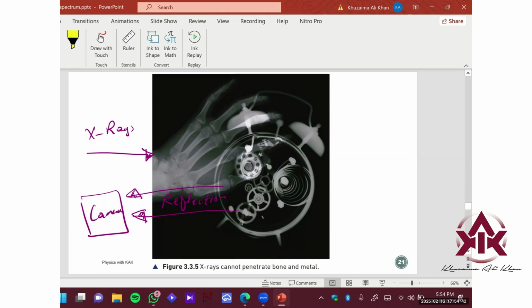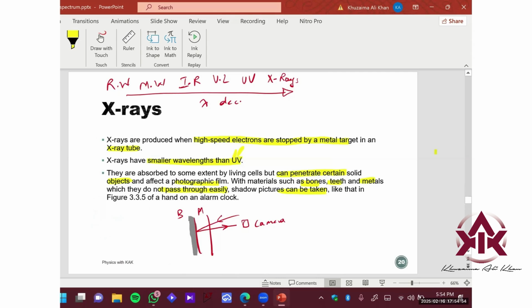So again, you don't need to learn any formulas about this. You should just know where it lies in the EM spectrum, and how X-rays are carried out here, right? Okay, so this is how X-rays work, right? So if it is clear, give me a thumbs up.